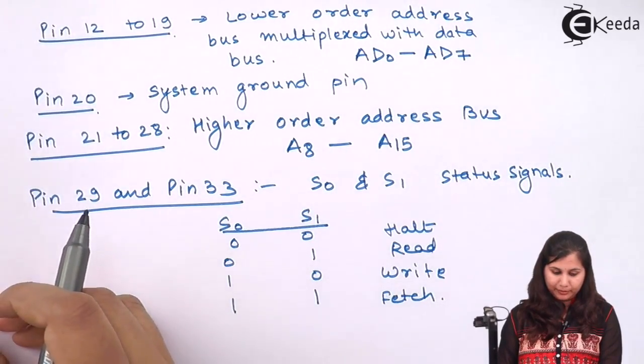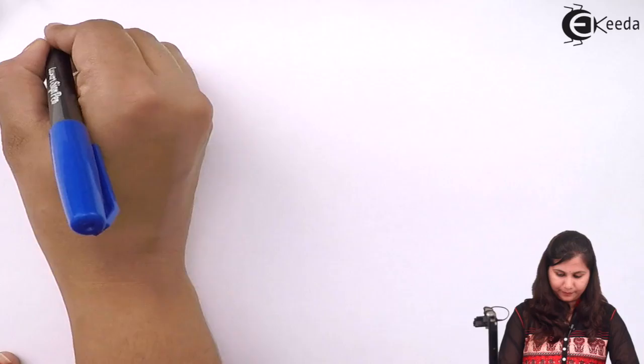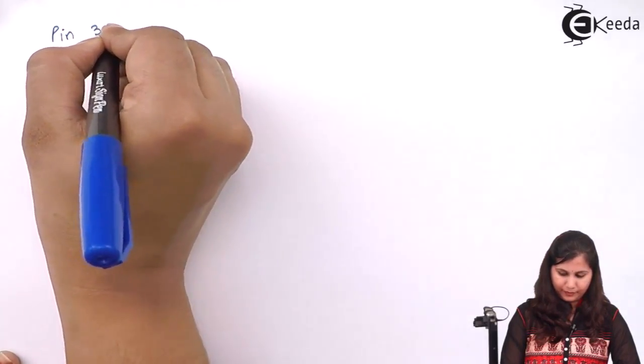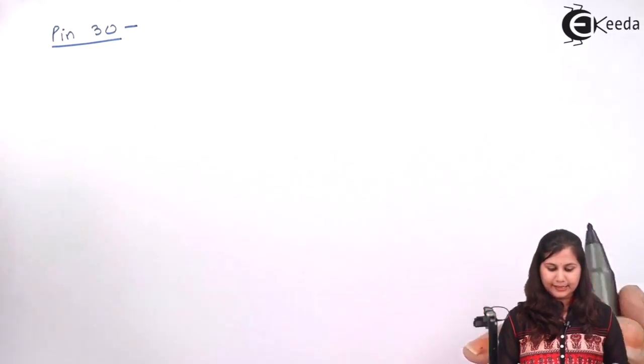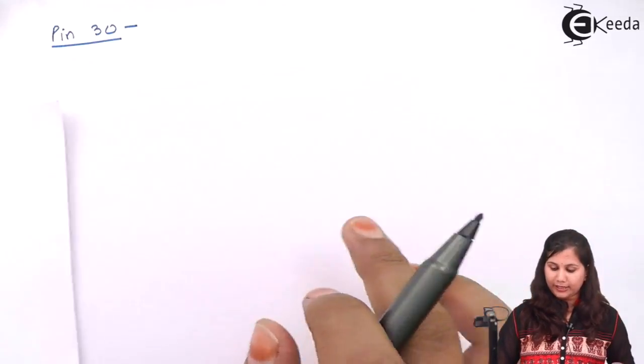Then we have pin number 30. Pin number 30 is ALE. ALE means address latch enable.